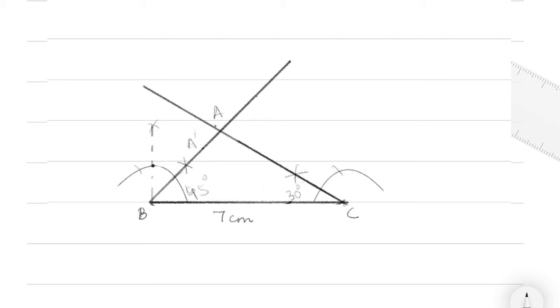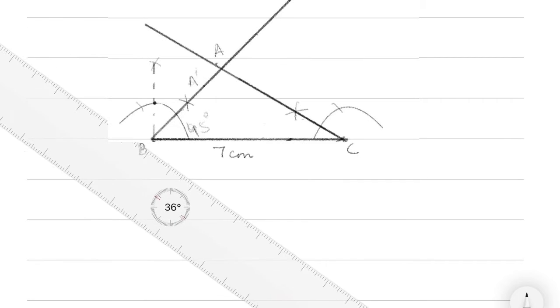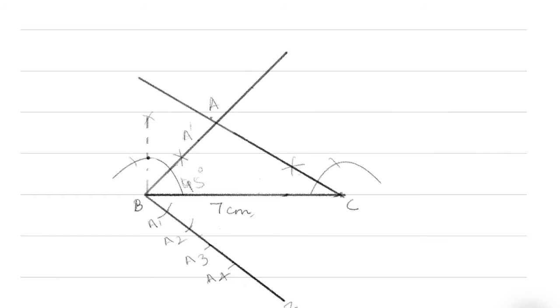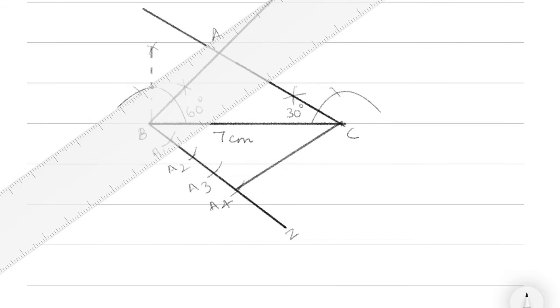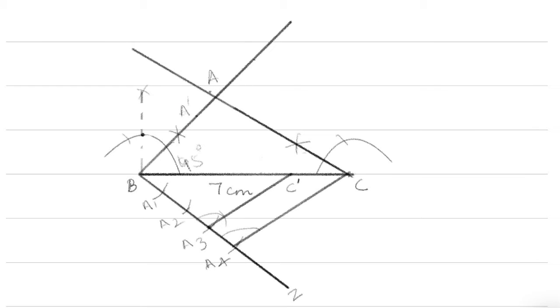Now we have to make a similar triangle. For that, from B I will make a line BZ at any angle. Now we'll make the arcs from B, A1. And from A1 we get A2, from A2 we have A3 and A4. So from B we have made 4 arcs at equal distances. Let's join A4 and C. I'll measure this angle at A4 and the same angle I'm going to draw at A3 to meet BC at C dash.